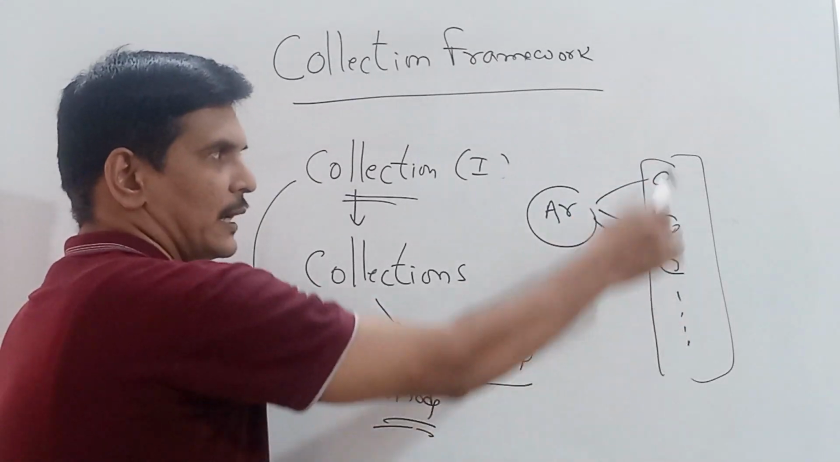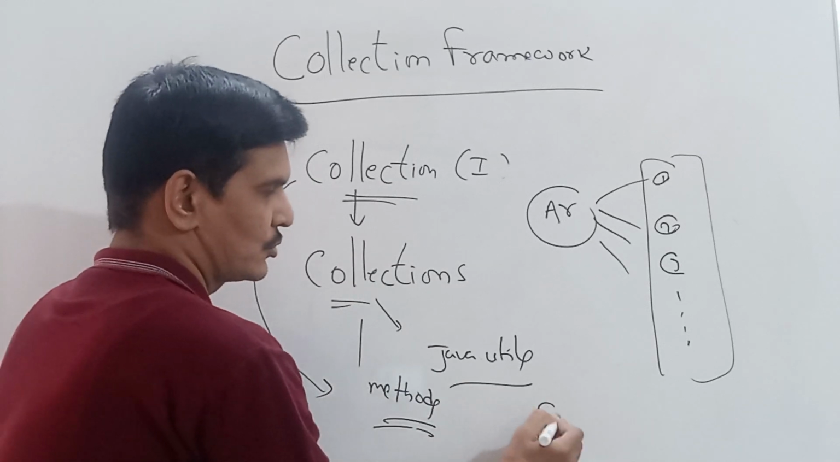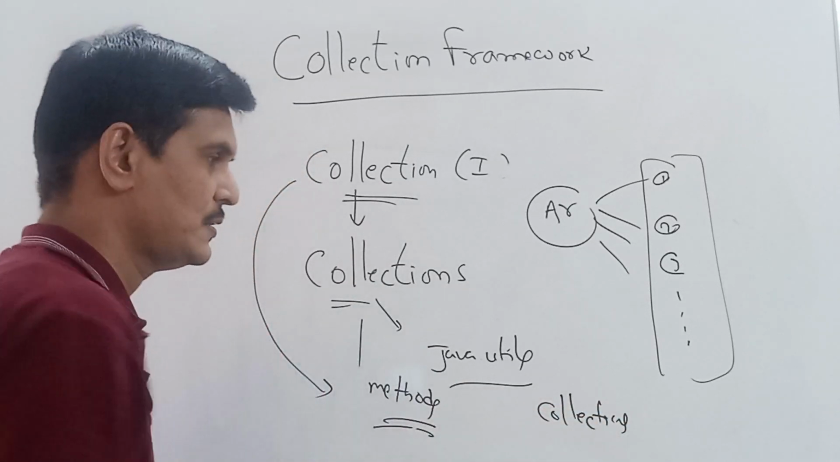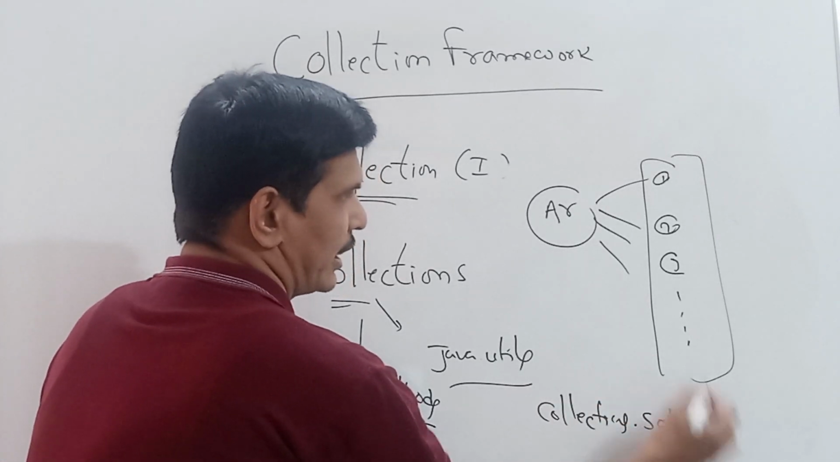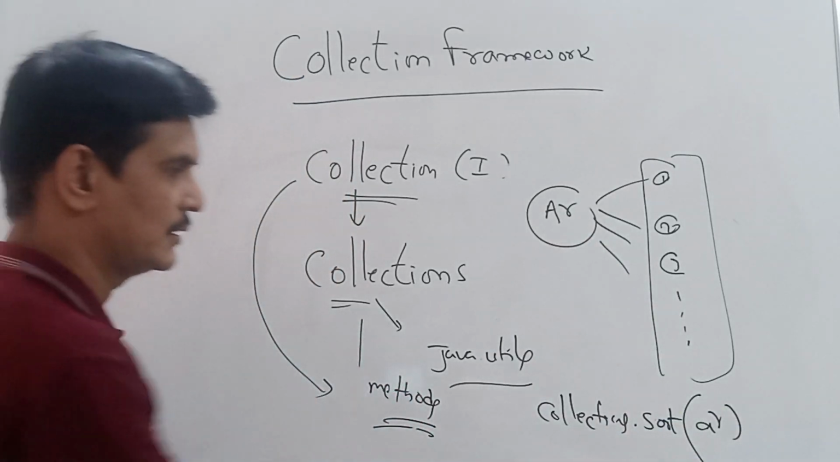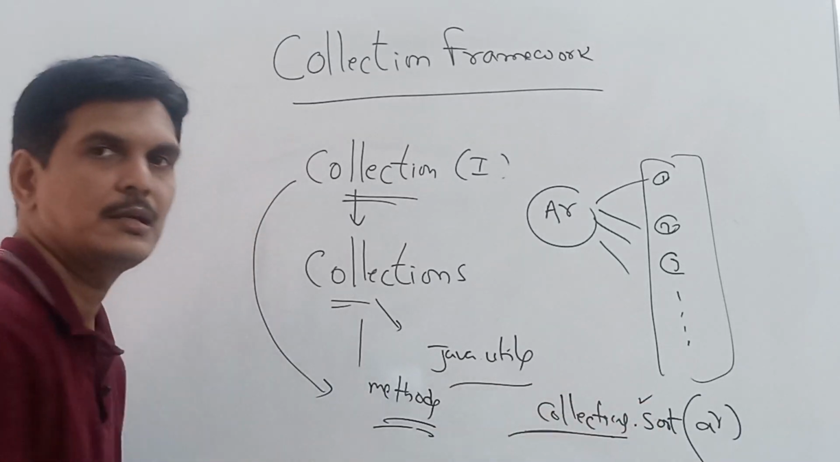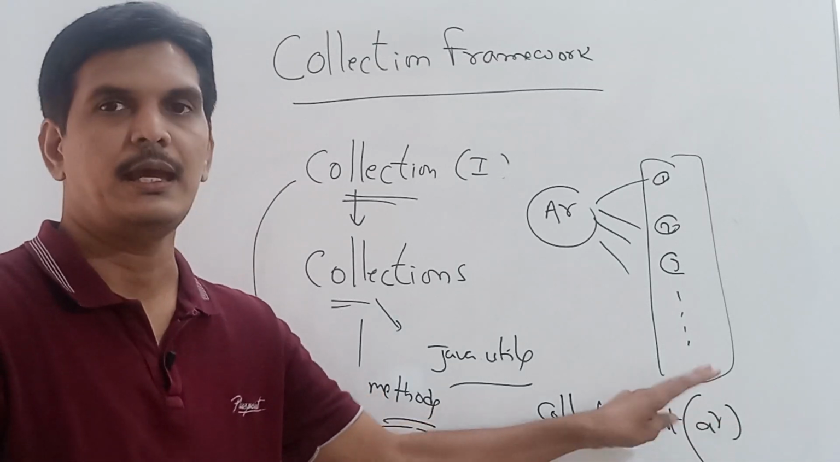Now to sort all these elements, we can use the Collections class. We have a class called Collections from the java.util package. Inside this class, we have a method called sort, and we can pass this ArrayList here. The sort method is a utility method, and that particular method will sort the elements inside the ArrayList.